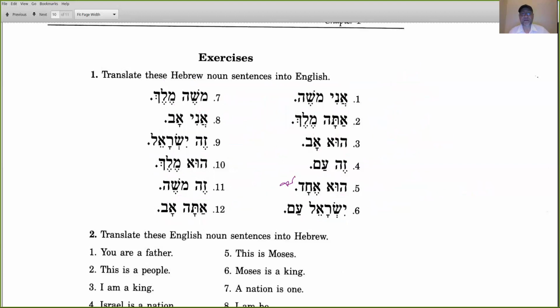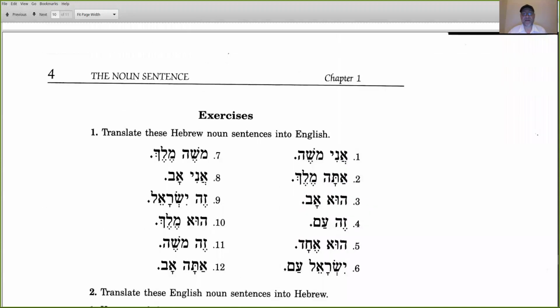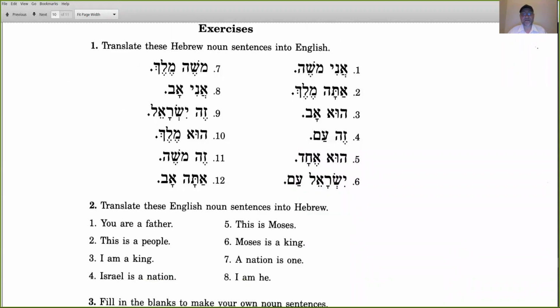And let's see, that's page 4. Okay, so now let's go down to exercise number 2, this one here. We're going to translate these English noun sentences into Hebrew. So we're going to do it the reverse. So we have number 1, you are a father. Well, we know in Hebrew we're not going to see this word, a or are. So we need to focus on father and you. So you, father.